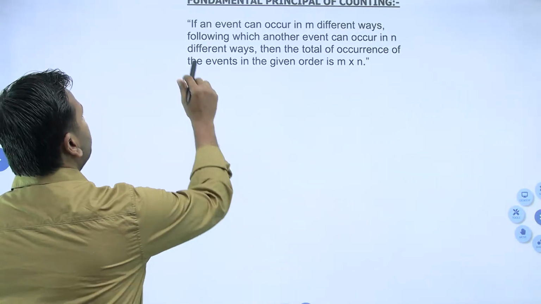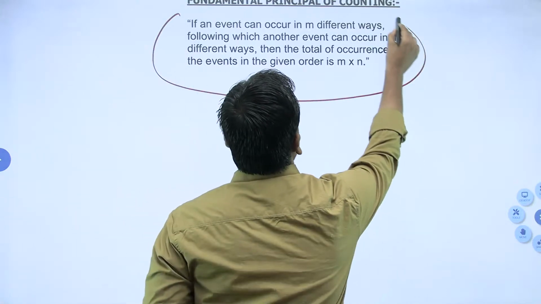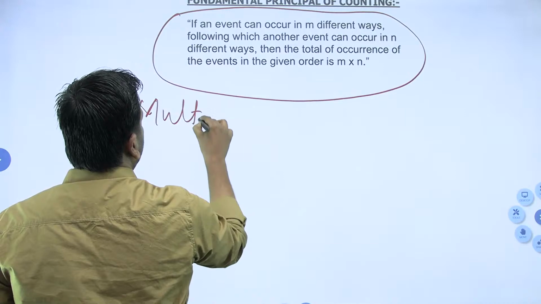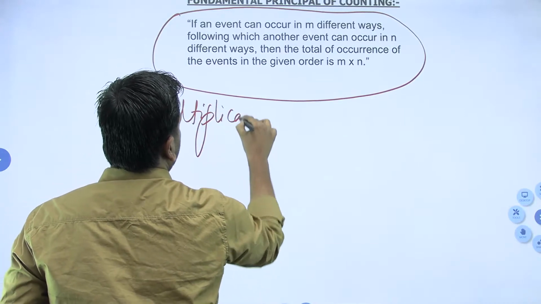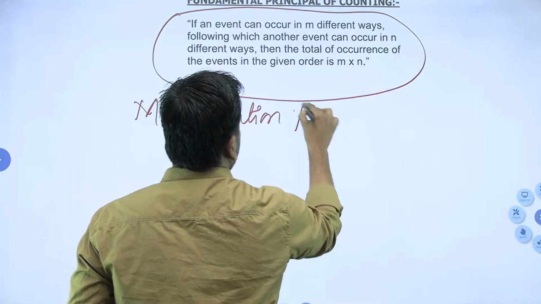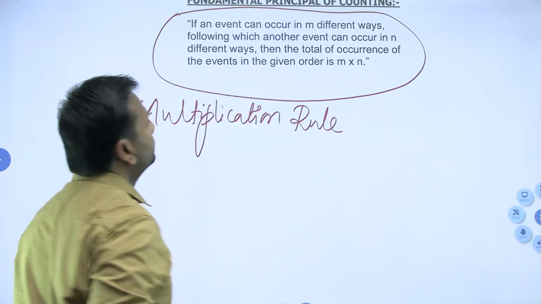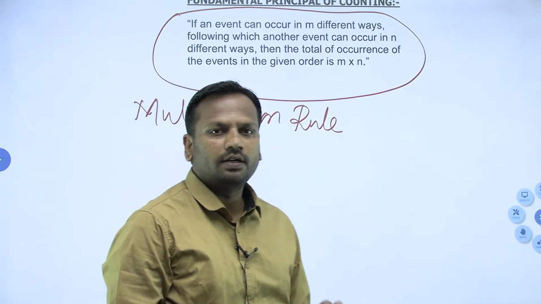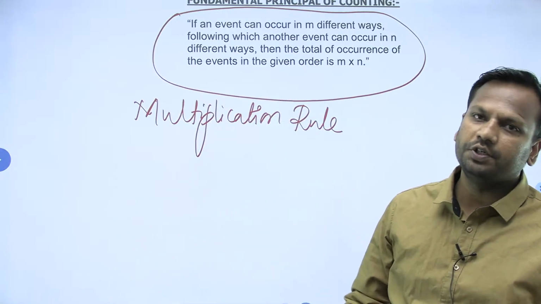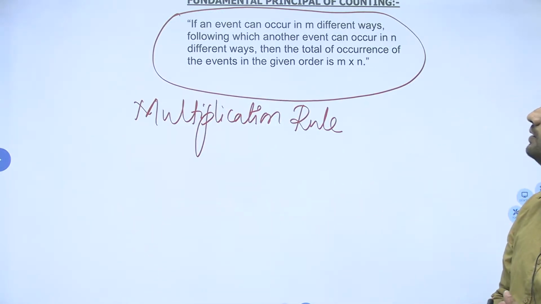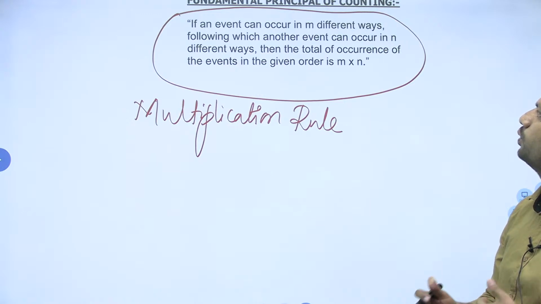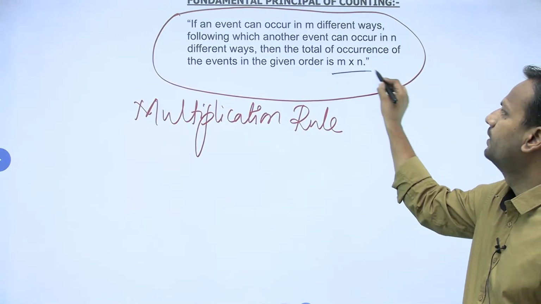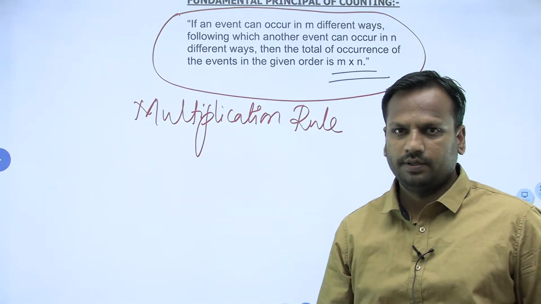This is the multiplication rule. It is nothing but what here? It's a multiplication rule. So what does it say? If an event can occur in m different ways, following which another event can occur in n different ways, then the total number of occurrences of the events in the given order is m into n ways, right?